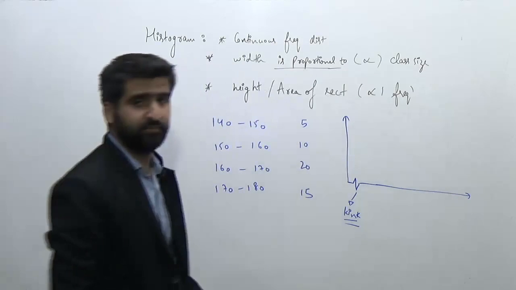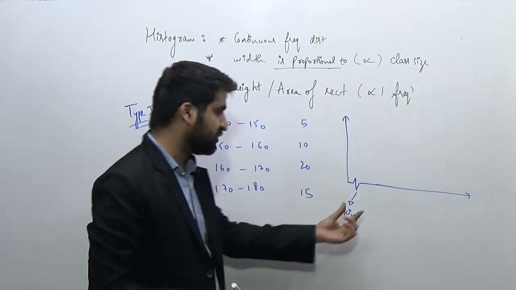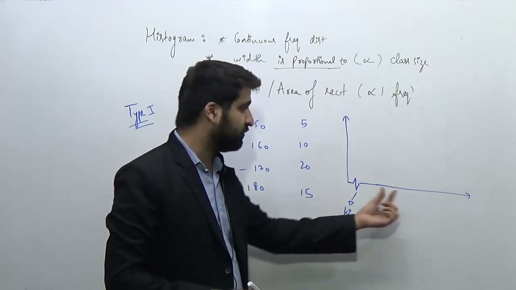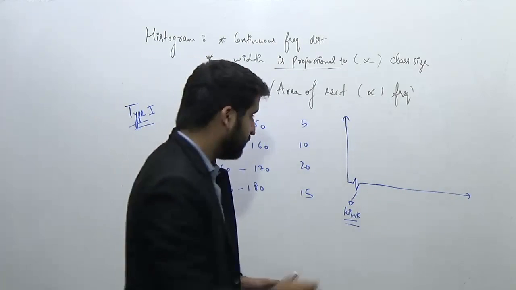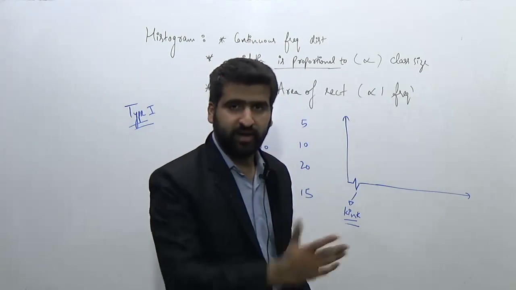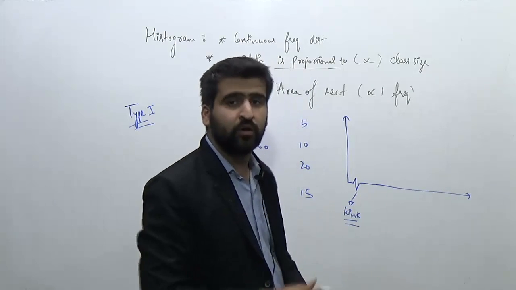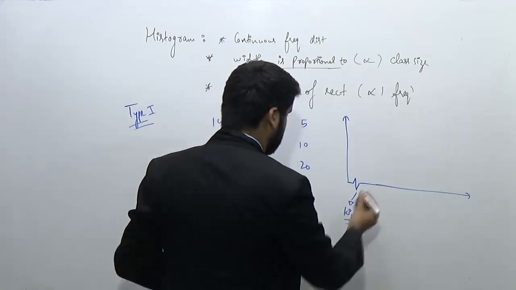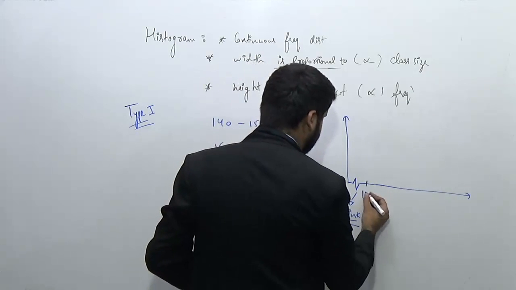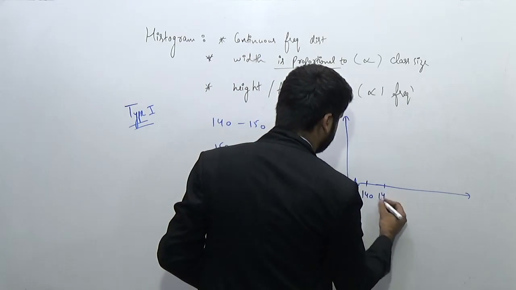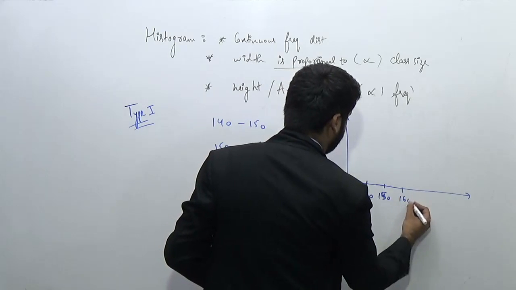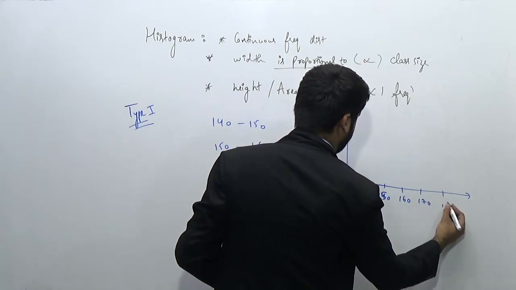So let's go step by step. First of all, you need to know the significance of kink. You cannot move on from 0 to 140 by making 14 equal intervals and then put 140 to 150. You have to put a kink over here so that all this clumsy data can be arranged easily. So 140 to 150 first, then 160, 170 and 180.